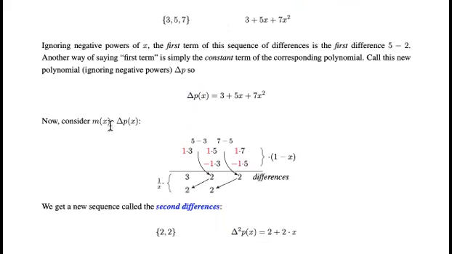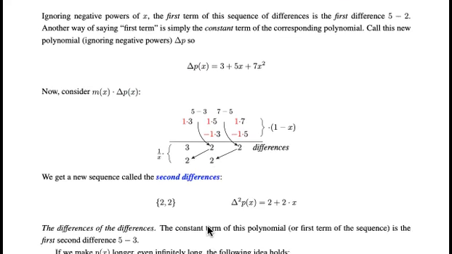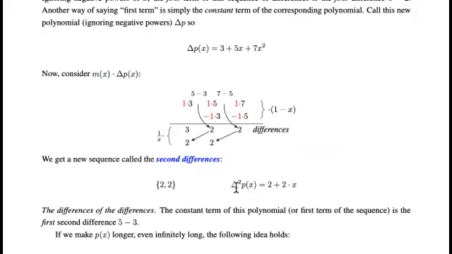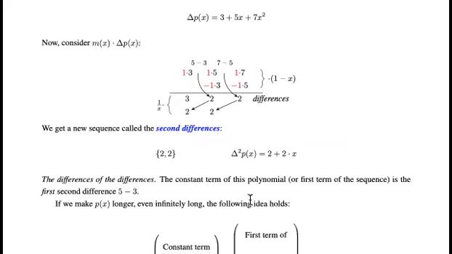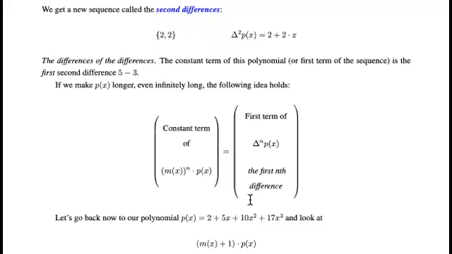Now we're looking at the sequence of differences of the sequence of differences, because we're multiplying by m of x again, and that gives us the sequence of differences. 5 minus 3 is 2, 7 minus 5 is 2, so 2 and 2. Wow, we have the sequence of second differences, and we can give it this notation, the delta with a little 2.